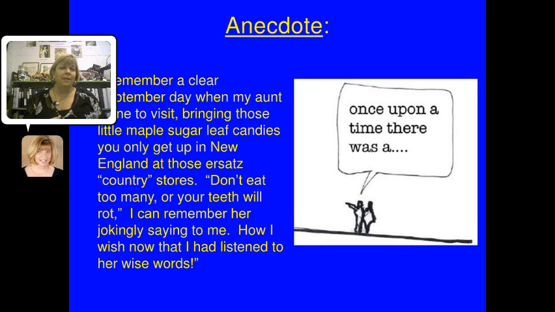So if you go back to your trip to the dentist and began with something like, "I remember a clear September day when my aunt came to visit, bringing those little maple sugar leaf candies you only get up in New England at those ersatz country stores. 'Don't eat too many or your teeth will rot,' I can remember her jokingly saying to me. How I wish now that I had listened to her wise words." So you can see how this little short story at the beginning sets up for the rest of the story you're going to write about your dentist visit.